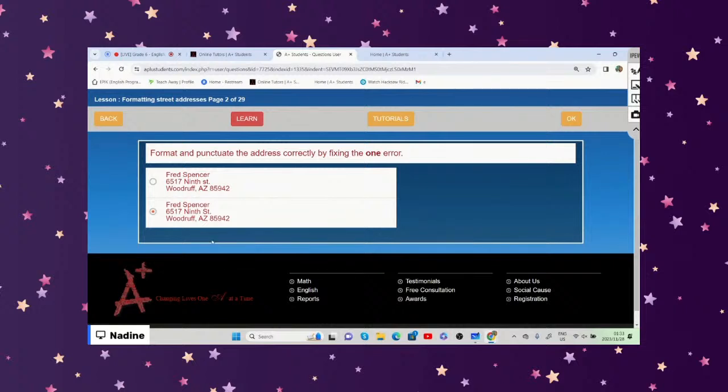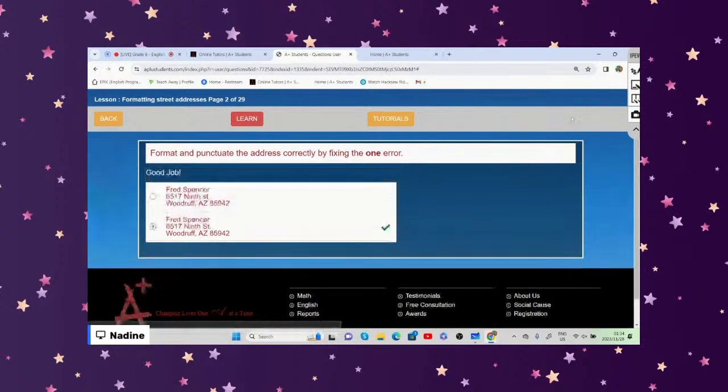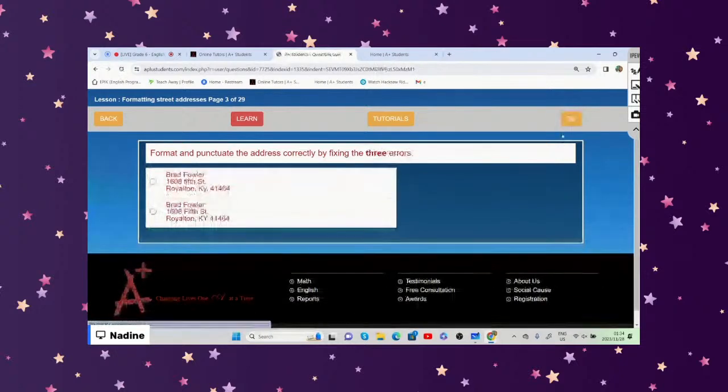Because the second one, right, it also already has the name and the surname of the recipient. There we have 65179 Street, but street is already fixed and written with a capital letter. Woodruff, comma, AZ 85942. And the second one is correct. Well done. The second one is correct.